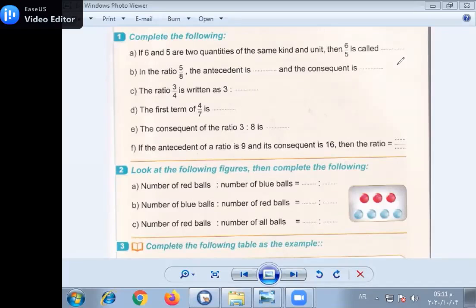Mr., can I answer? Wait for Jannat. Jannat will write. But can you answer this question, Mr.? Okay, go ahead. 4. Yes, the first term is 4 and we call it antecedent. The first term in the ratio, we call it antecedent.